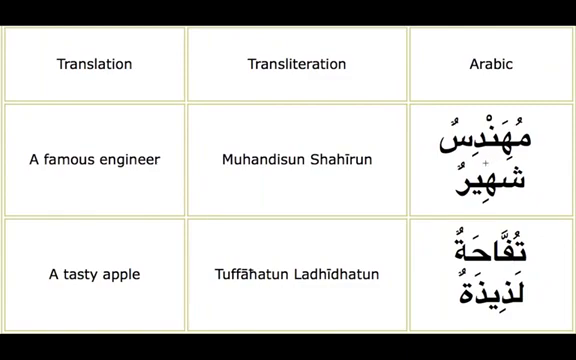If you see muhandisun shahirun, this is not a sentence because we have two nouns with indefinite vowel signs. So what is this? We know mubtada is definite, but you have an indefinite here, so it's not mubtada. We're saying engineer famous, but when we translate it is famous engineer. Tufahatun is an apple. Lazizatun is tasty. Say tasty apple, not man'ut.